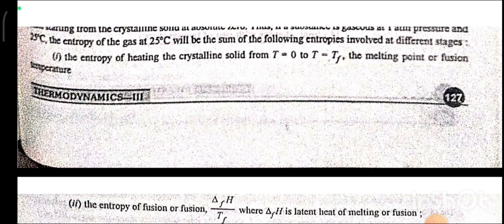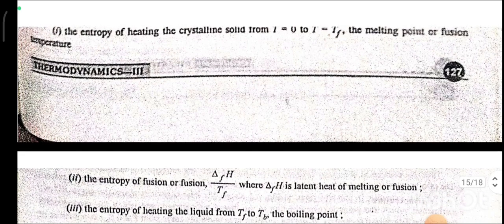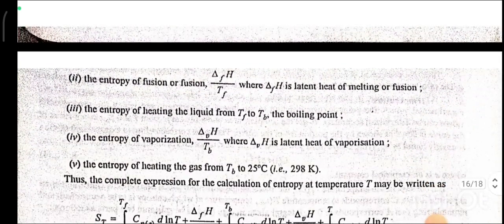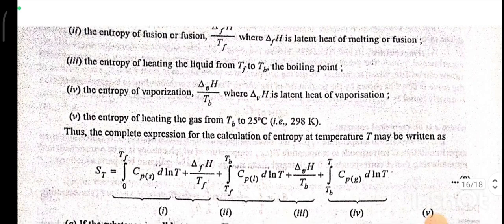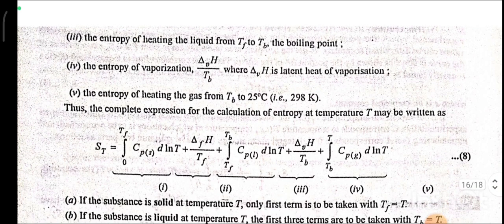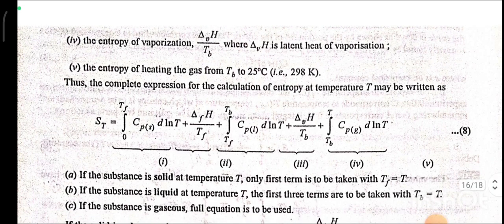The entropy of the heating of the crystalline solid from T equal to 0 to Tf, the melting or the fusion temperature. The entropy of fusion, delta fH upon Tf, where delta fH is the latent heat of melting or fusion. The entropy of heating of liquid from Tf to Tb, the boiling point. The entropy of vaporization, delta vH upon Tb, where delta vH is the latent heat of vaporization. The entropy of heating of gas from Tb to 25 degrees Celsius.